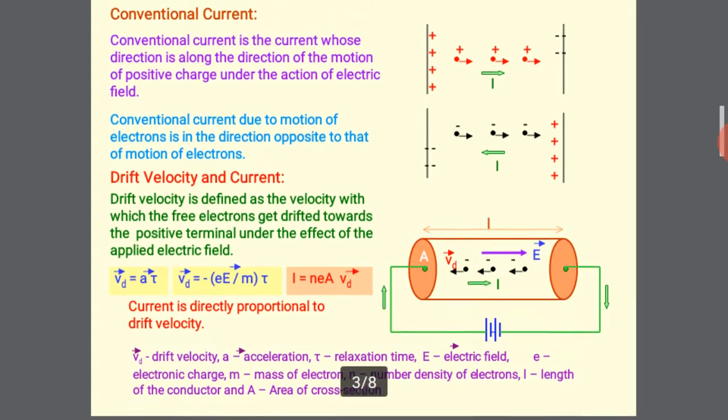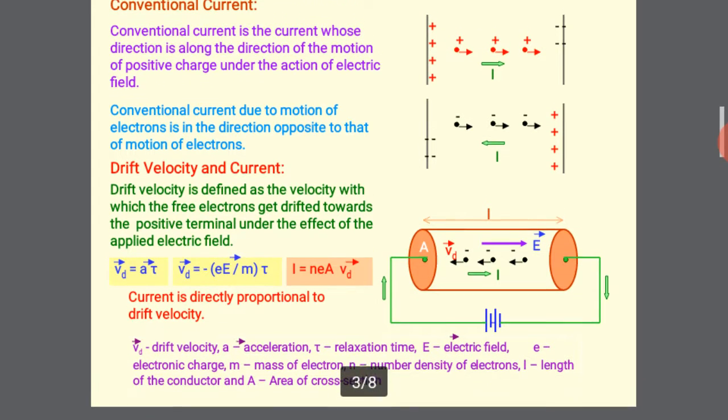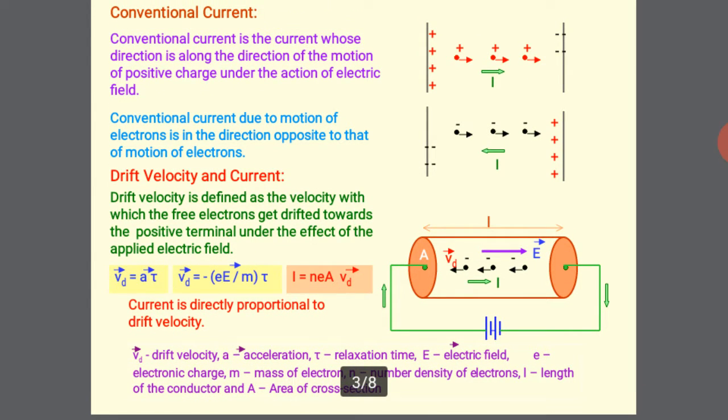Now coming to the next topic, that is conventional current. Conventional current is the current whose direction is along the direction of motion of positive charge under the action of electric field. Means when an electric field is applied, the direction in which the positive charge moves is the direction of conventional current. If the electrons are moving, then the direction of conventional current is opposite to the motion of electrons.